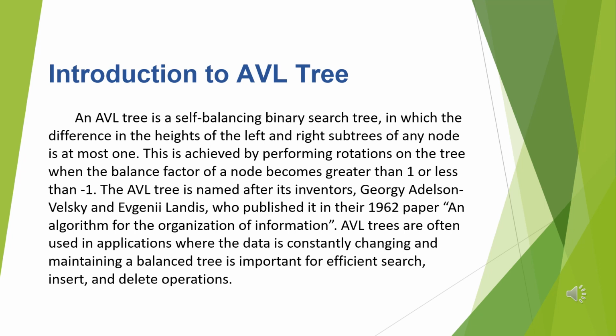Today our topic is AVL trees. An AVL tree is a self-balancing binary search tree in which the heights of the left and right subtrees of any node differ by at most 1. This is achieved by performing rotations on the tree when the balance factor of a node becomes greater than 1 or less than -1.